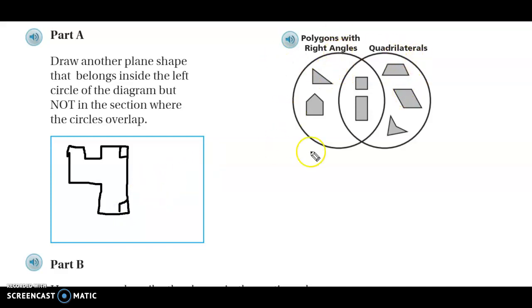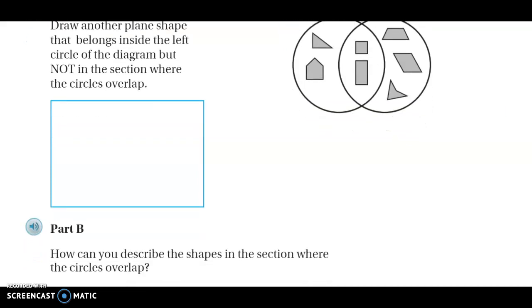So pretty much any polygon that you made, you could have made a triangle, pentagon, hexagon, octagon, anything that had more than 4 sides or less, anything that does not have 4 sides, but also has a right angle. That's all it took. So lots of possibilities there. A bunch of different answers you could have drawn.